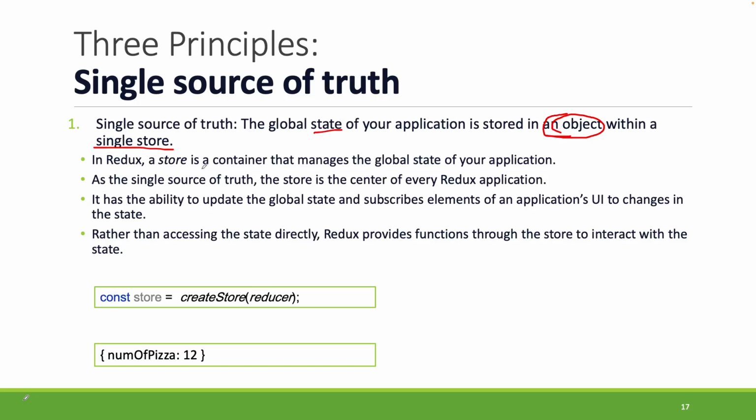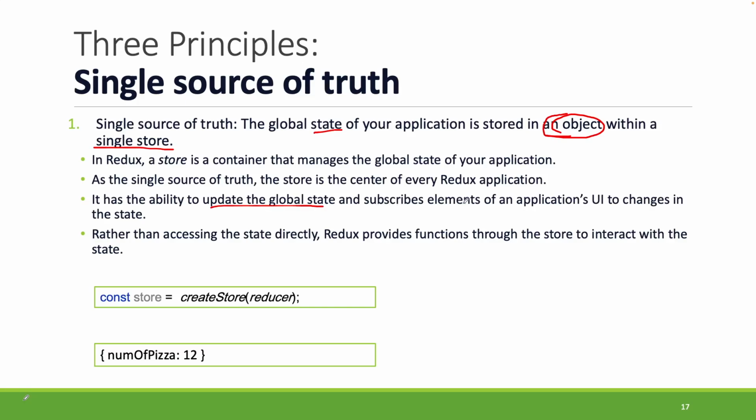In Redux, a store is a container that maintains the global state of the application, as we mentioned, as a single source of truth. The store is the center of every Redux application, because that's the place. If you want to get a state, you have to get it from the store. If you want to dispatch, you have to dispatch to the store. It has the ability to update the global state using dispatch, which means dispatching an action. I will dispatch what I want to do.